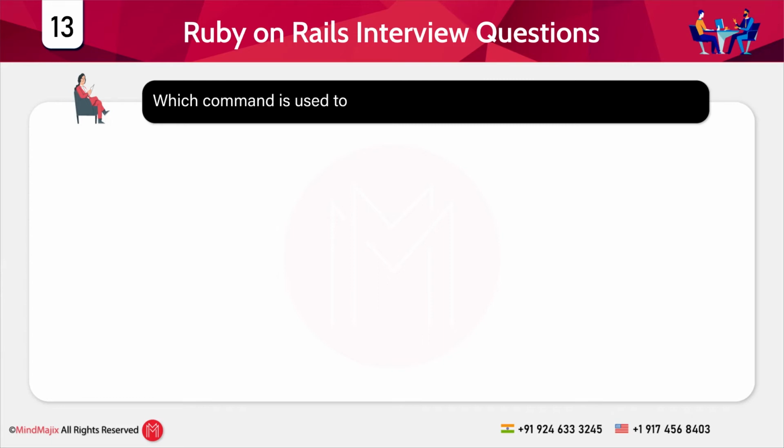Which command is used to create the migrations? So the generate migration command is used: generate migration and the name of the table. Then it will create the migration for that particular table.